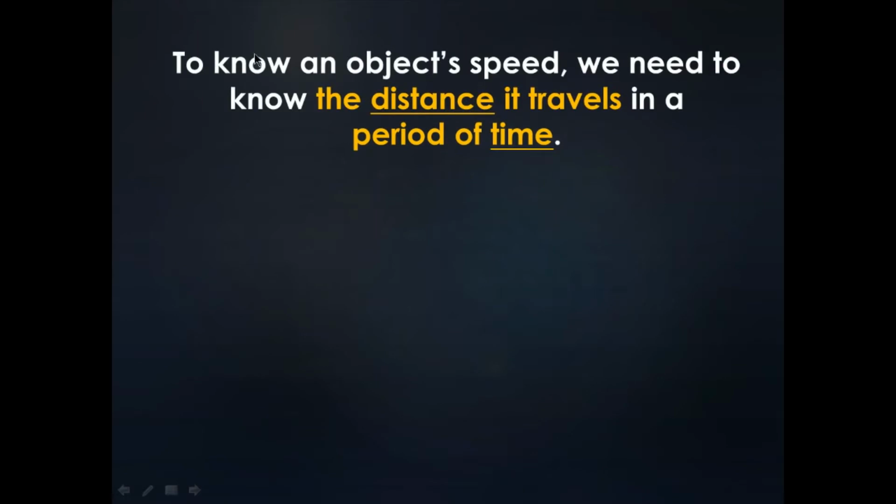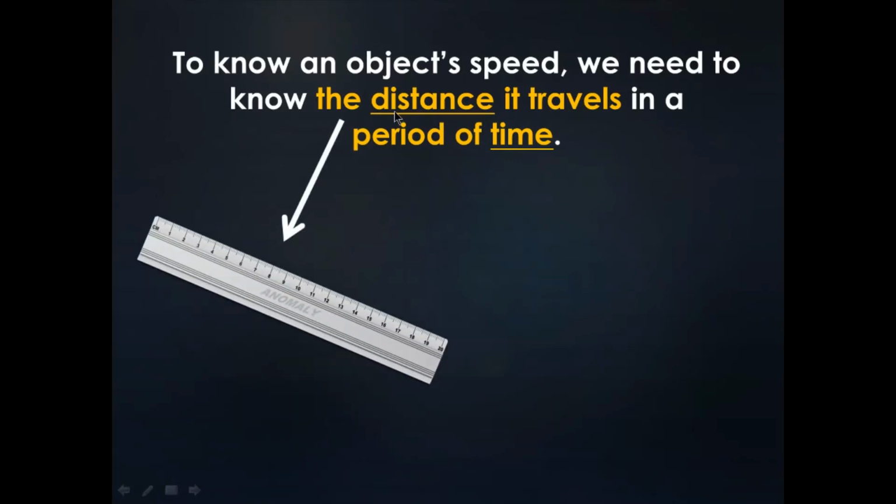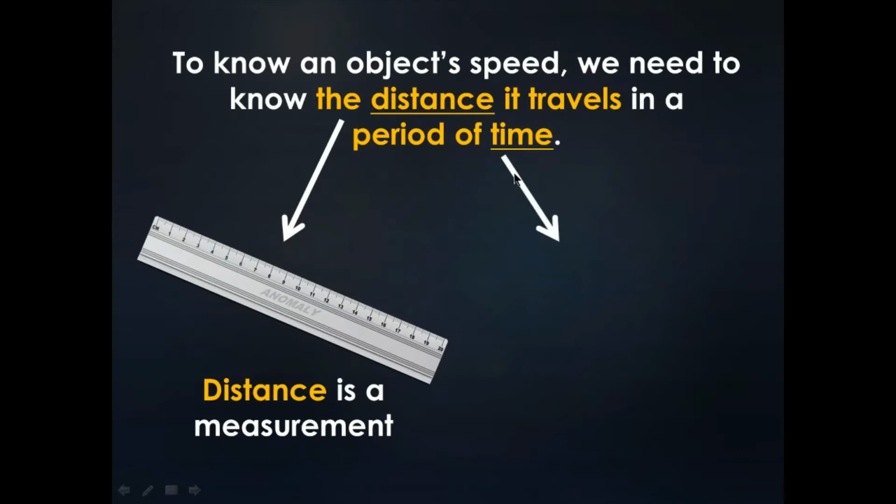So first of all, you need to remember that to know an object's speed, we need to know the distance it travels in a certain period of time. So this could be a car, it could be a rocket, it could be you running along the road. Doesn't matter what it is, you need to know two things. The first thing is distance. You can measure distance with a ruler or with a laser or all sorts of things. But the key thing to remember is that distance is a measurement. And the other measurement we need is time.